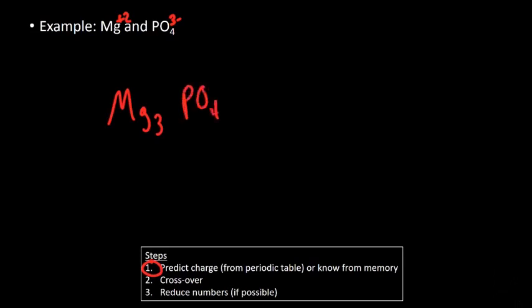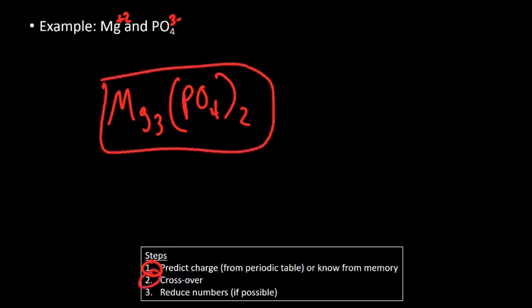I need 2 of those. So I have to use parentheses. Anytime you have multiple polyatomics, you use parentheses. And so that's a neutral compound. I can't reduce that anymore. I've crossed over, and I can't reduce it because I have 3 and 2.